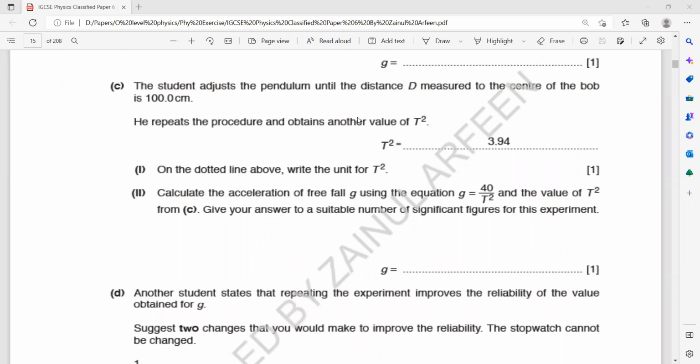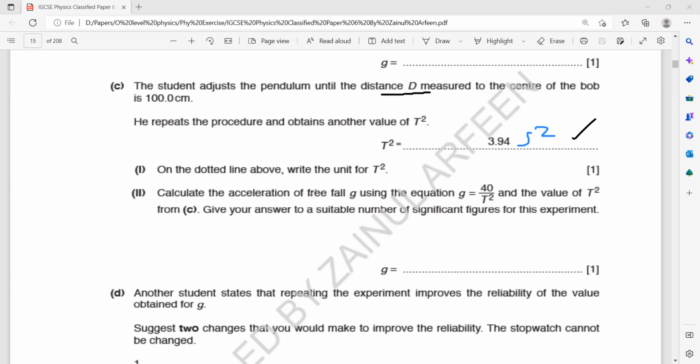The student adjusted the pendulum until a distance d is measured. He repeated the procedure and obtained a value. On the dotted line above, write the unit for t square. So what is the unit of t square? That is second square, because the unit of time is second, so time squared will be second square.